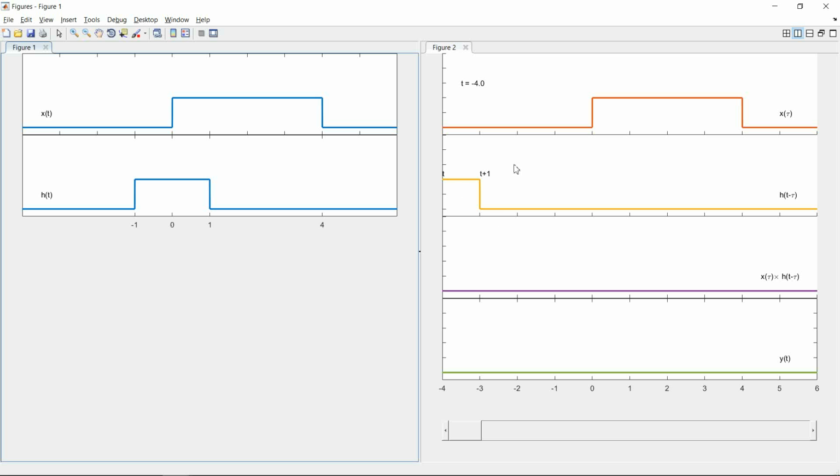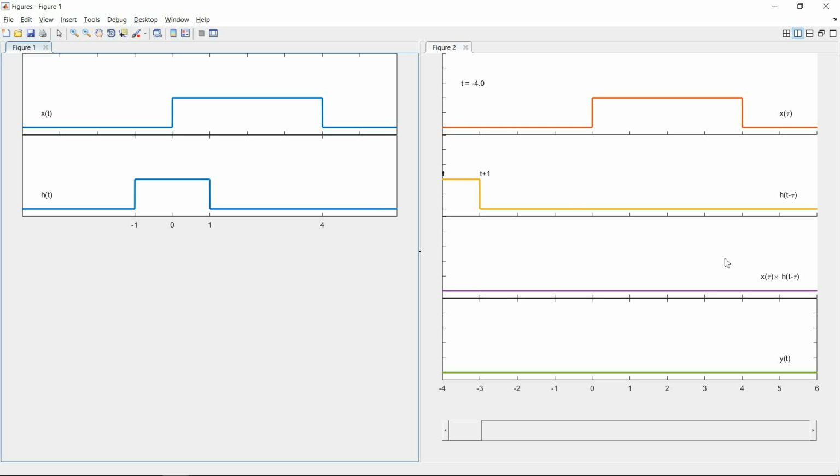So if you look at my flip and shift over here, the leading edge of h of t minus tau is 1 unit to the right of t, so that's t plus 1. And the trailing edge will be 1 unit to the left of t, so that'll be t minus 1, and that's off the screen right now, which is why you don't see it. Right now, to start things off, I'm using t equals negative 4, so this is the middle of h of t minus tau. That is at negative 4, and the rest of it's off the screen.